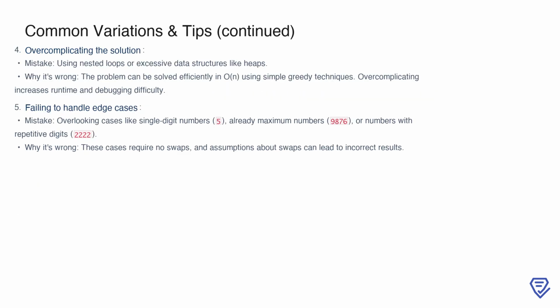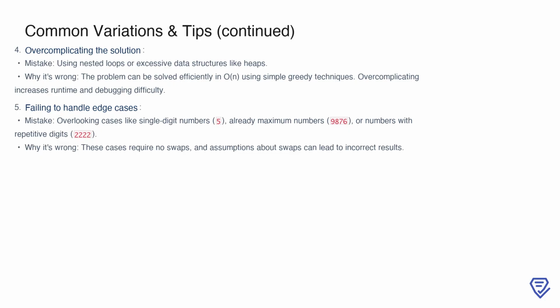Another oversight is overcomplicating the solution. Many people attempt to use nested loops or advanced data structures like heaps, which can make the code inefficient and harder to debug. The beauty of this problem lies in its simplicity. A straightforward greedy approach can solve it in O(n). Adding unnecessary complexity only increases runtime and risks introducing bugs.